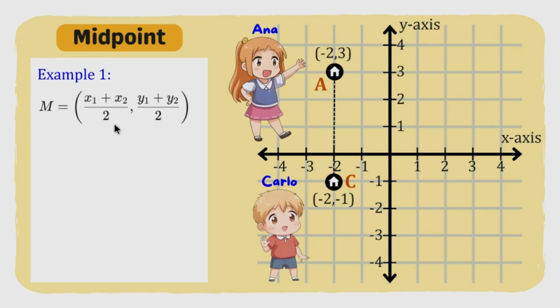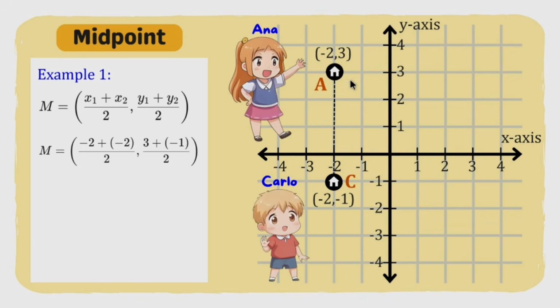Example number 1, we have the midpoint formula. Let us now substitute. Okay, we will substitute x sub 1. Let's have negative 2 as our x sub 1. And then, ito po ang magiging x sub 2. So, x sub 1 plus x sub 2, you just add these 2, negative 2 plus negative 2. Now, for the y coordinates, we have here y sub 1, 3, and then y sub 2, negative 1.